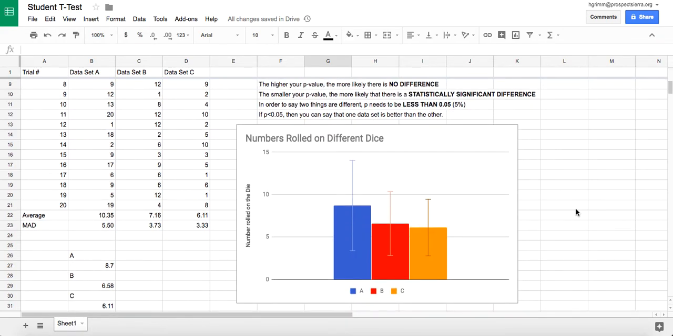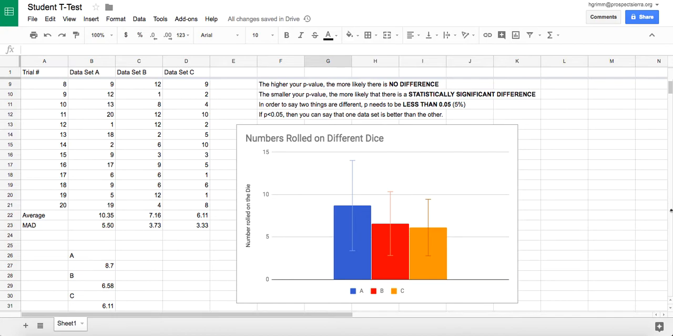So here I've got an experiment, and in this experiment I rolled 3 different dice, and I got different sets of numbers on those dice. But this was a situation where I had a lot of variation on the different dice. So for example, in my first data set, I had numbers as low as 1 and as high as 20. And there's a lot of variation there. Because there was so much variation, I ended up with a really big mean absolute deviation. The numbers tended to be very different from the average.